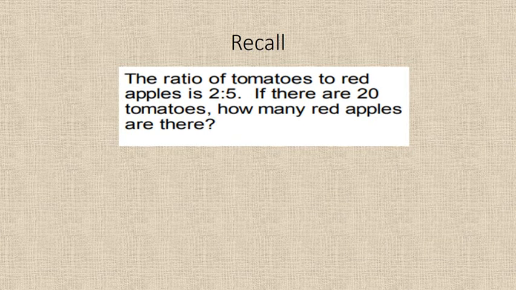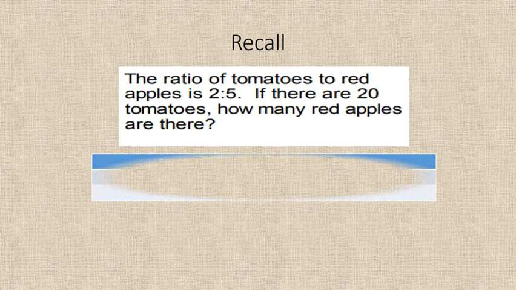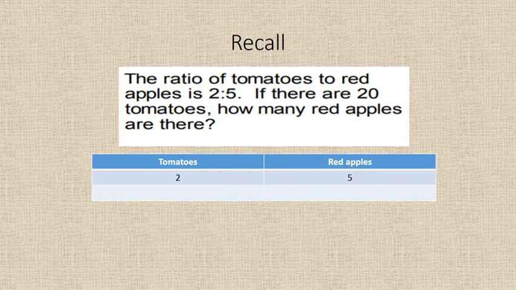So first of all, I have to write down the ratio of tomatoes to red apples. It's 2 to 5. And then write down 20 under the column of the tomatoes. So I have to search here to solve this question. I have to search for the complete column. The complete column here is the tomatoes column. It has the ratio and it has the number of tomatoes.